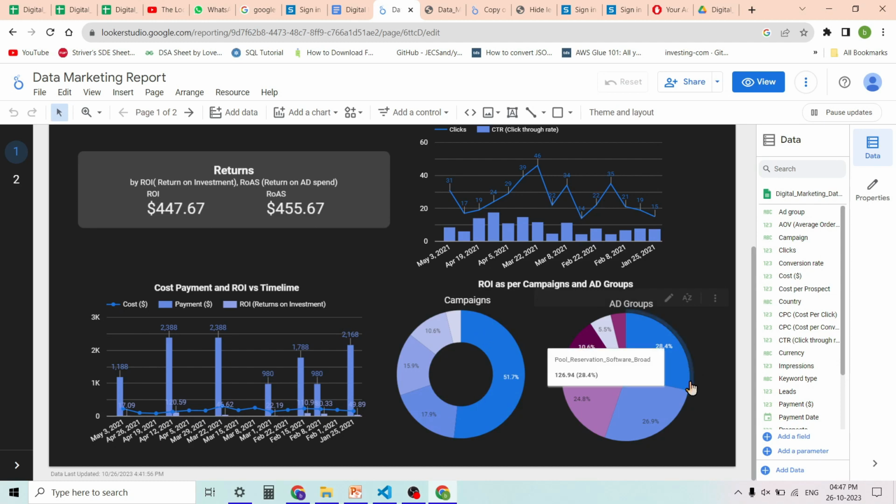Similarly, for the ad group, you can see the top ad groups and their contribution in the overall return on investments. So it shows like this.